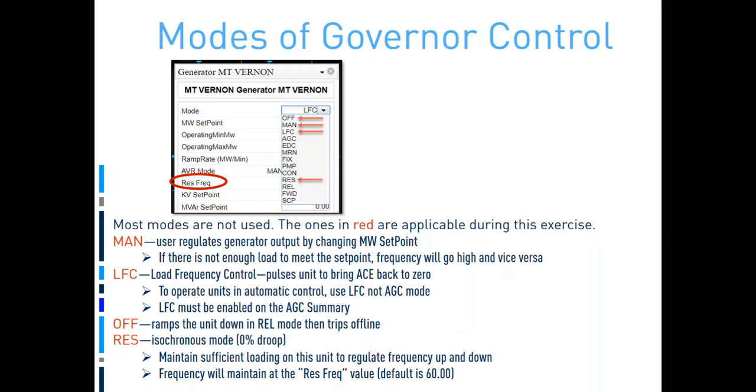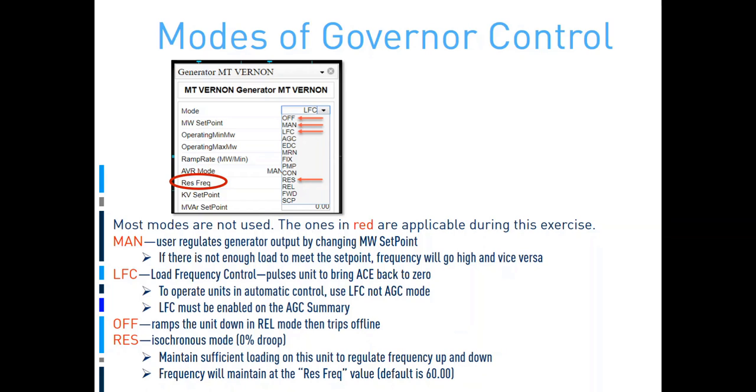You can simply trip its output breaker, but that can cause some shock for both the unit and the system. So to take a unit off in a normal way, you can switch the generating mode to off. The unit itself will automatically switch to the REL mode, which means release, and it will ramp down at its ramp rate and then automatically trip offline. So to take a unit off, just take it to off and it'll take care of the rest.